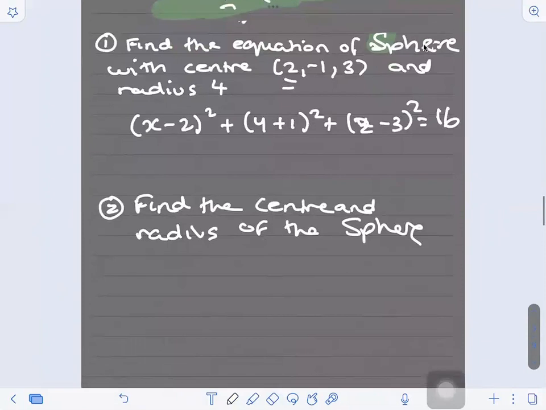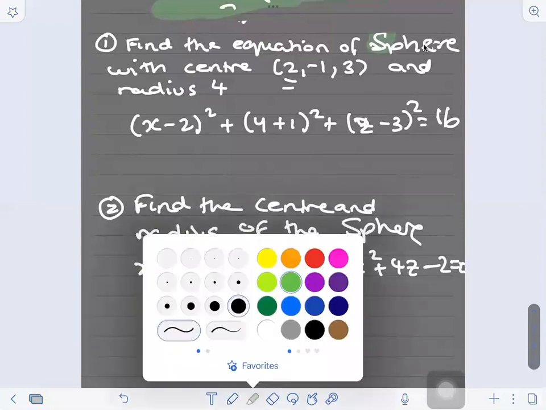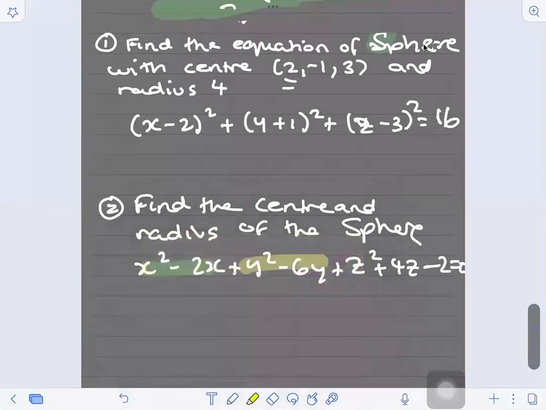Find the center and radius of this sphere. I'm just going to give you one. x² - 2x + y² - 6y + z² + 4z - 2 = 0. Okay. So what you've got to do is put it into groups, and you just complete the square on each of them, halve it, and then you add it to both sides.